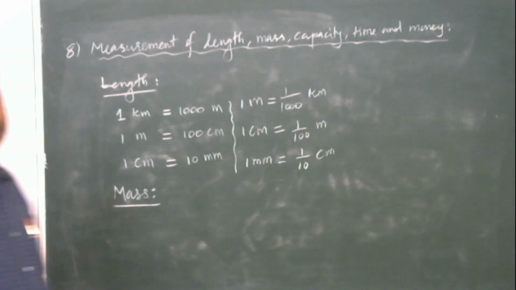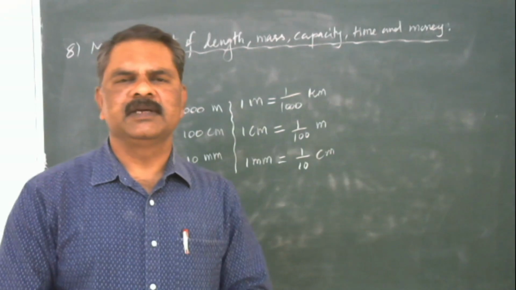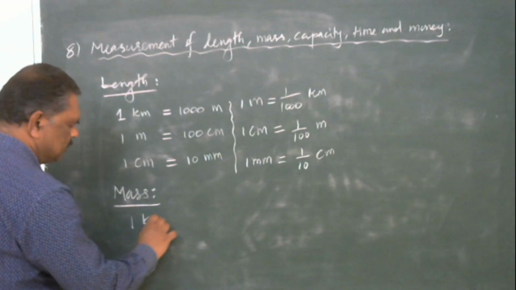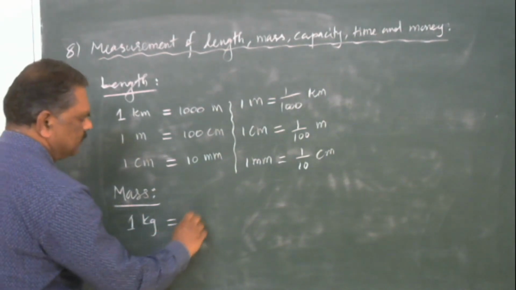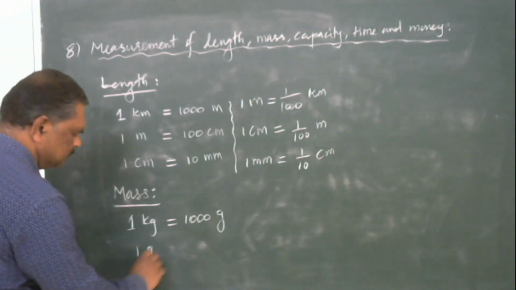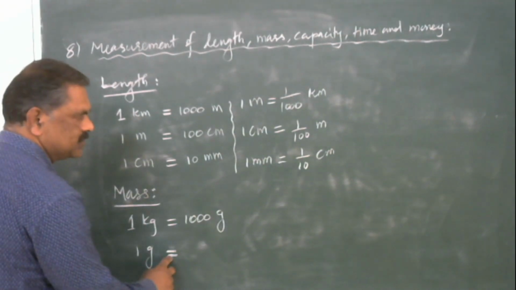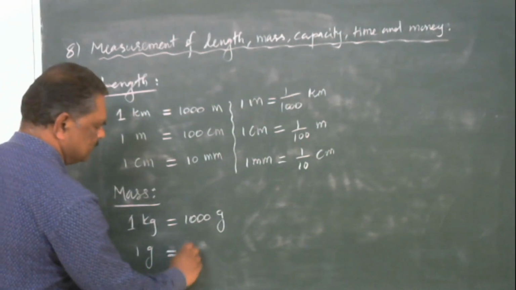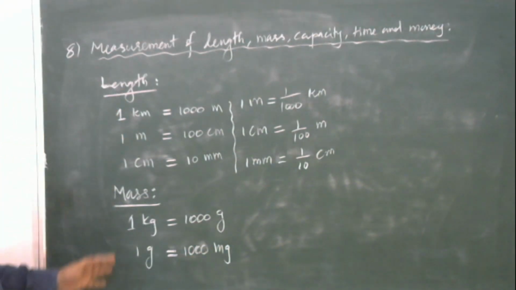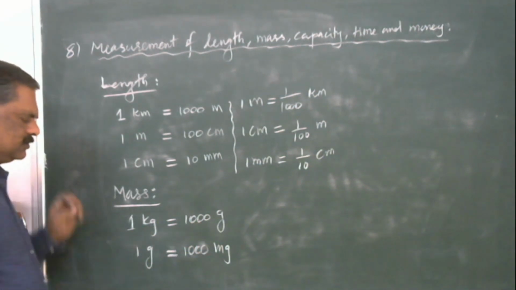If you go to market, you will be buying things, vegetables and grocery items, in terms of kilogram. So 1 kilogram is equal to 1000 gram. And 1 gram is equal to centigram, I am not going to write that. Straight away I will write 1 gram is equal to 1000 milligram. Generally, we will be using these 2 units. 1 kilogram, 1000 gram. 1 gram is equal to 1000 milligram.